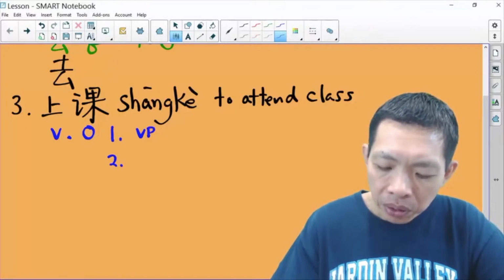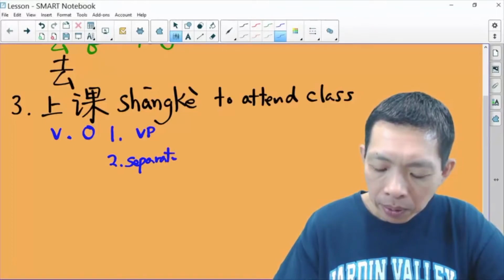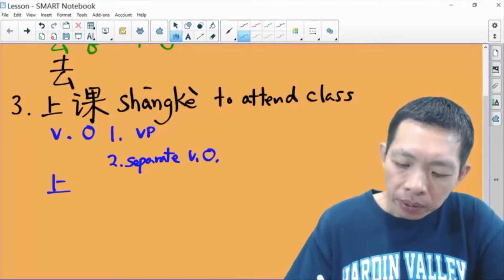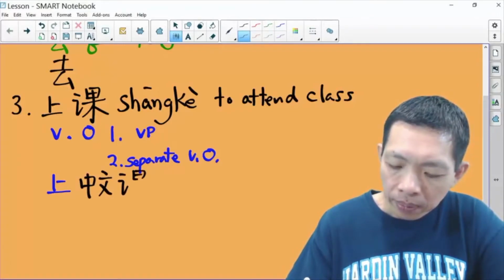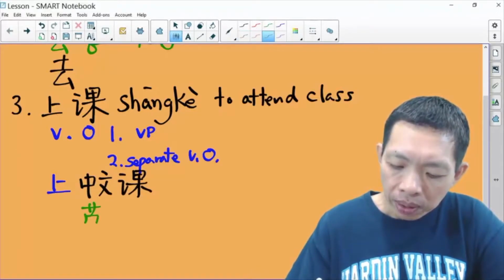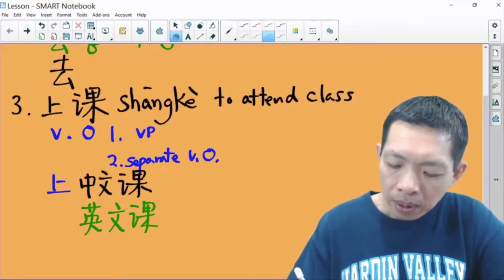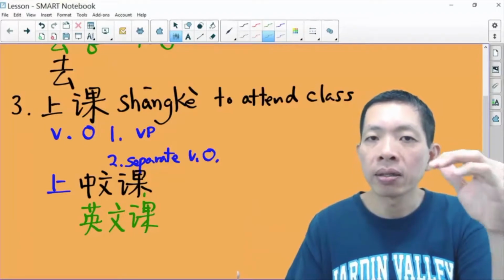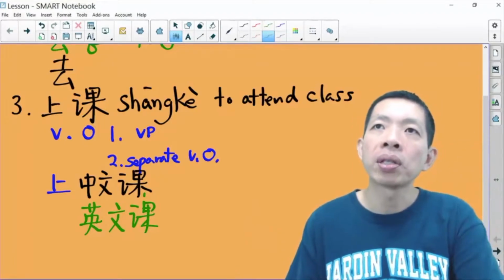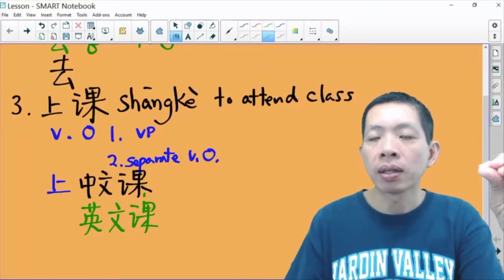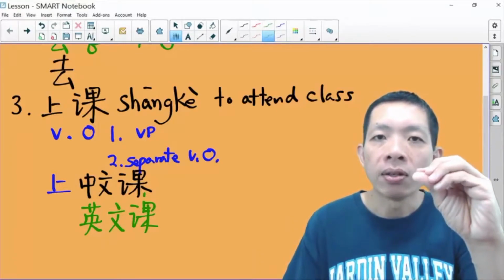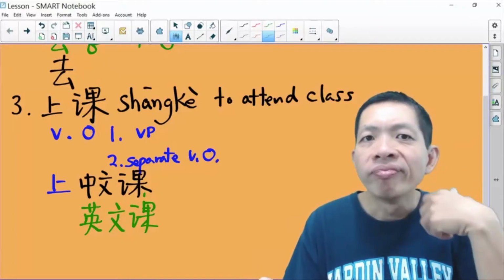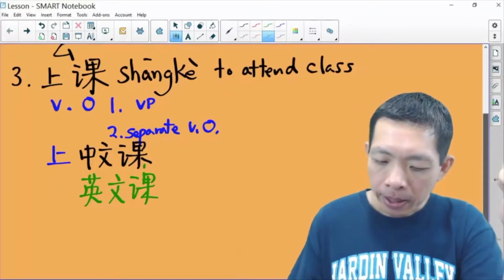The second thing about a verb phrase is that you can separate it, the verb and the object. What do I mean by that? You can actually say 上 and then what kind of class? 中文课 or 上英文课. You can separate the verb and the object. So you can say 上中文课. You just need to say, hey, 我要去上中文课. That's the verb object, the verb phrase. That's one thing you need to pay attention to. 上课 is a generic term. We say, hey, I need to attend a class, and people are going to ask you, 上什么课？上什么课？ Okay, number 3 is 上课.